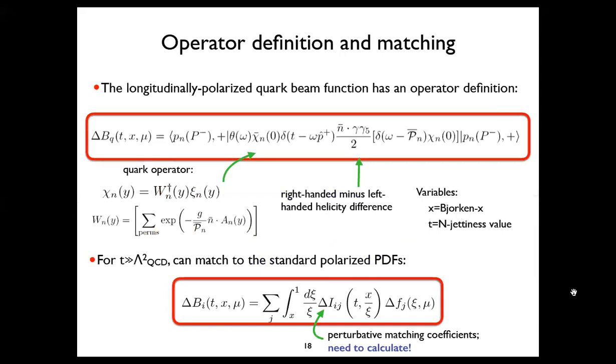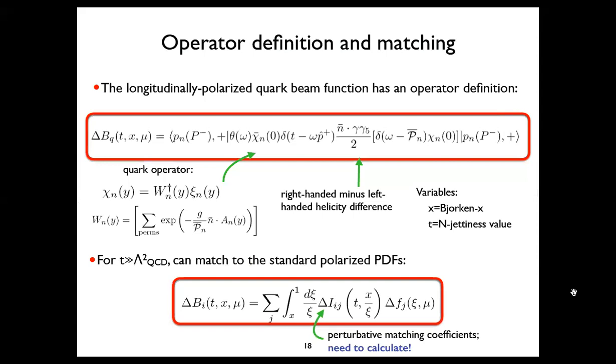I don't want to go into it in detail, but just to at least give a little bit of relevant detail. This polarized beam function is effectively the measurement of, it's analogous to the usual polarized PDF. It asks if you have a polarized proton or nucleon, what's the difference in right and left-handed states that you would get out of this. It has a very well-defined operator definition that looks very similar to that for a polarized PDF. So there's a quark operator with the relevant Wilson lines attached.